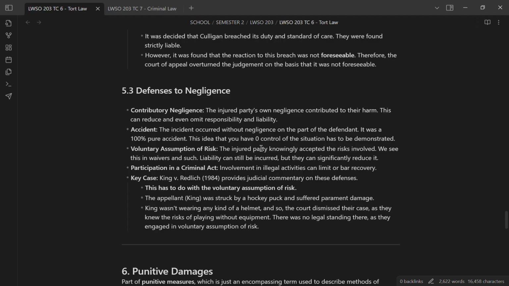Participation in the criminal act. Involvement in illegal activities can limit or bar compensation, essentially, or recovery, as I wrote here.